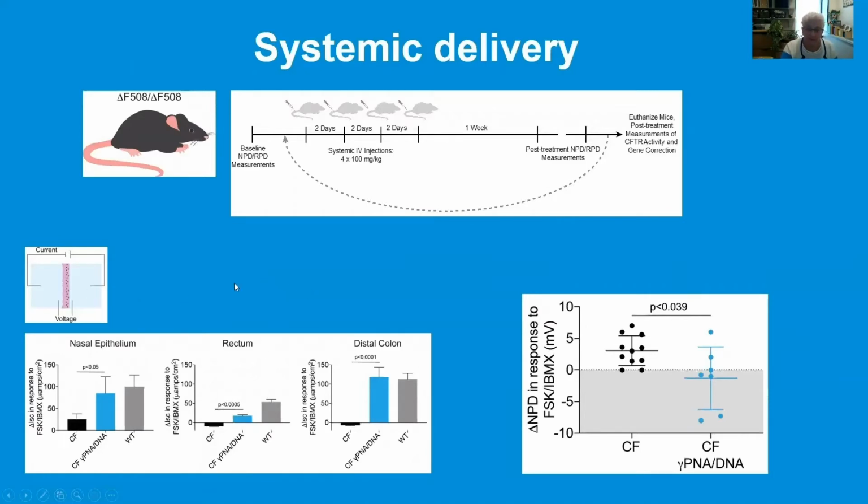This is just a snippet of data that we have. There's nasal epithelium, rectum, and distal colon. This is a change in short-circuit current, ivermectin forced colon. What you can see is our treated animals clearly have a more robust response in the nose, in the rectum. It's modest but there, and in the distal colon.